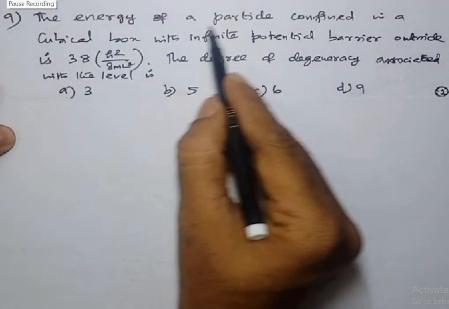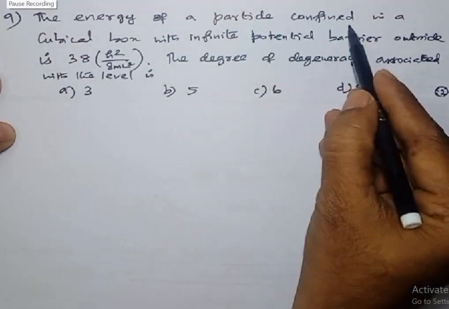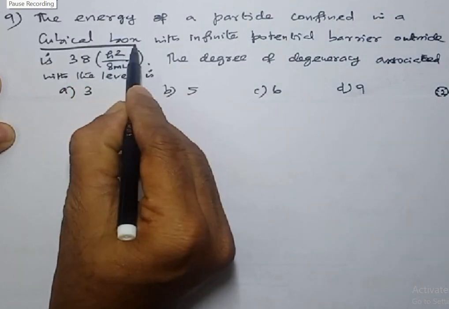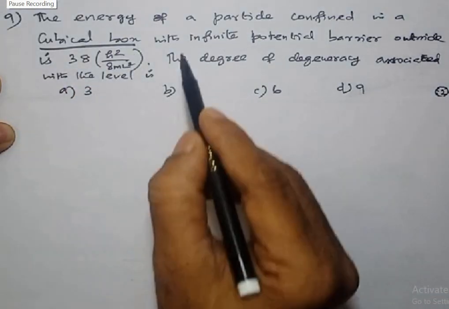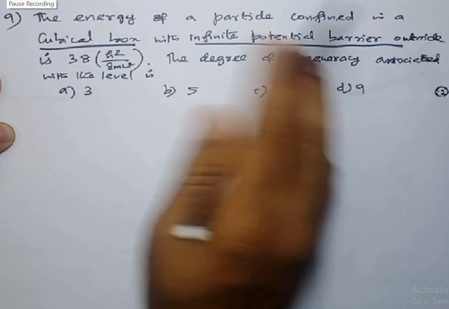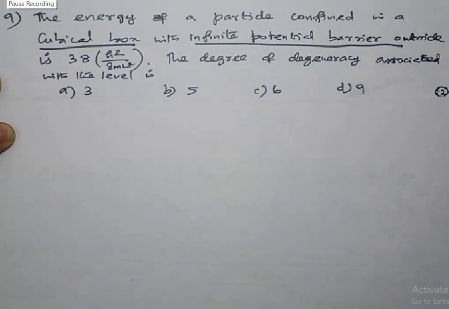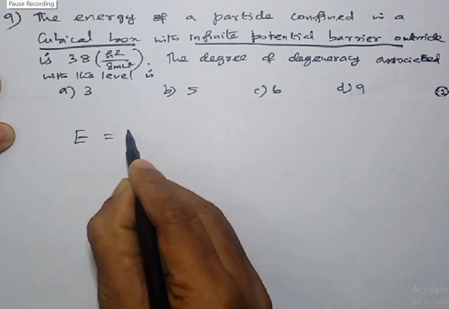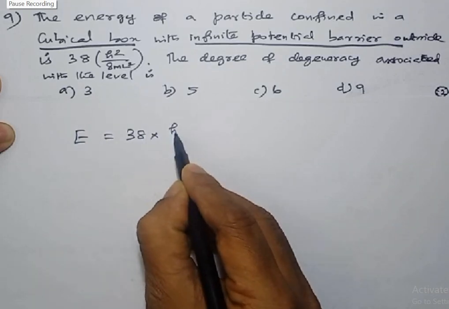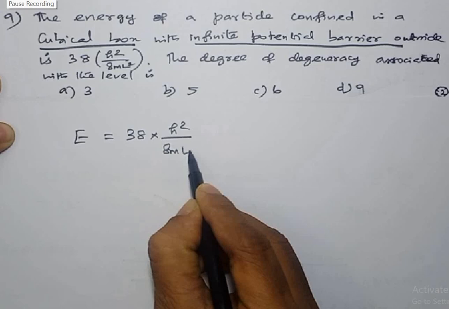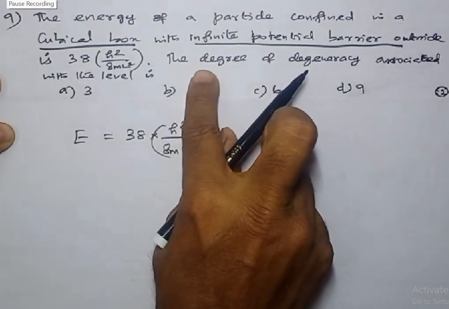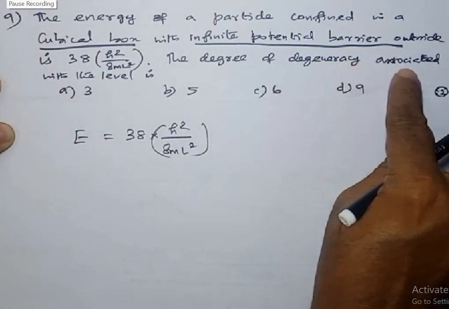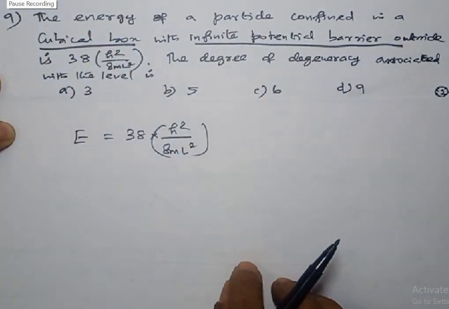Right? So, question number 9. The energy of a particle confined in a cubical box. Now the box is a cubical box with infinite potential barrier outside, a normal cubical box problem. The energy is given as 38 into h square by 8ml square. The question asked here is, the degree of degeneracy associated with this level. We need to find out the degeneracy.